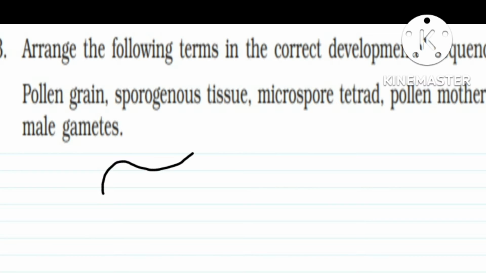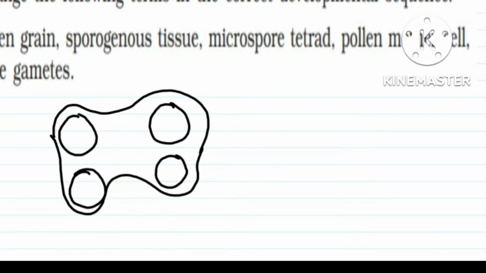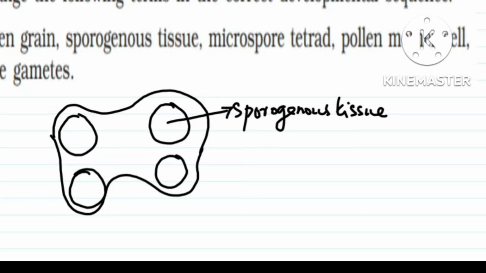Now suppose this is the transverse section of the anther. There will be a microsporangium in each lobe. At the center of the microsporangium there is the sporogenous tissue. And it's within this sporogenous tissue that there will be the pollen mother cell or microspore mother cell.